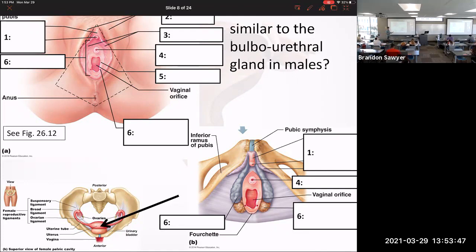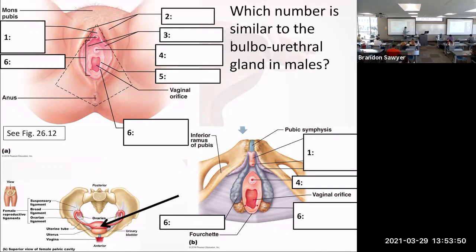All right, so you're sending that in on the chat or on the app there. So just send in that number. Which number is similar to the bulbourethral gland in males? Yeah, so double check with the person next to you, see if you're on the same page with the labeling.